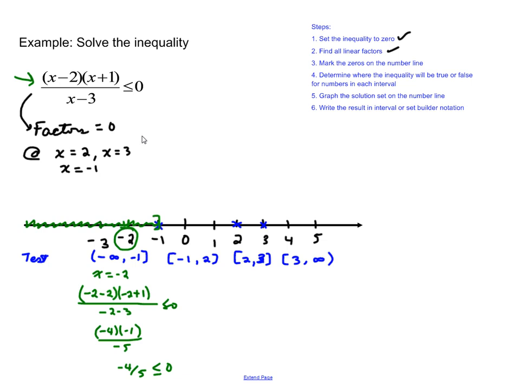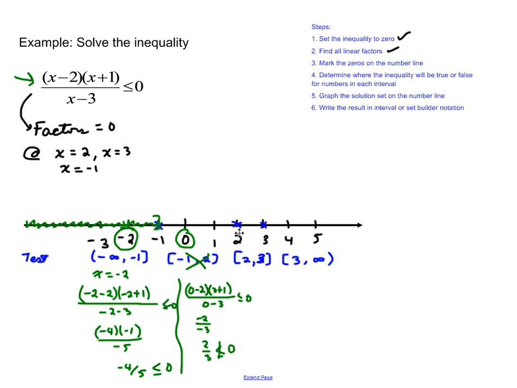Now we ask, what happens on the interval from -1 to 2? Let's choose 0. What happens at 0? If it works at 0, that means 0 minus 2 times 0 plus 1 divided by 0 minus 3 is less than or equal to 0. Is it? In this case, we're going to have -2 in the numerator and -3 in the denominator, and that's +2/3. And +2/3 is not less than or equal to 0. So that's not true. That's not part of our solution set.